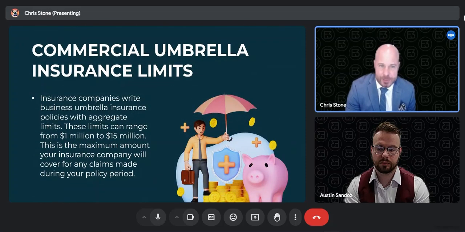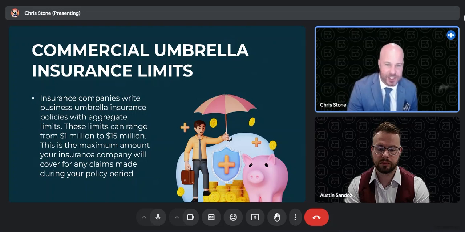Commercial umbrella insurance limits. Insurance companies write business umbrella insurance policies with aggregate limits. These limits can range from $1 million to $15 million. I've seen them as high as $50 million, but they go in $1 million increments. And that's the max that umbrella will pay on one given claim.